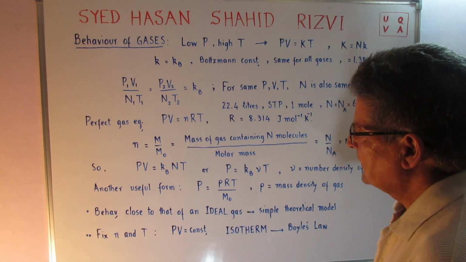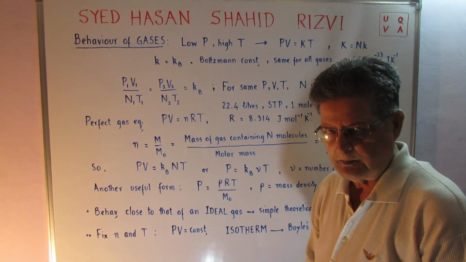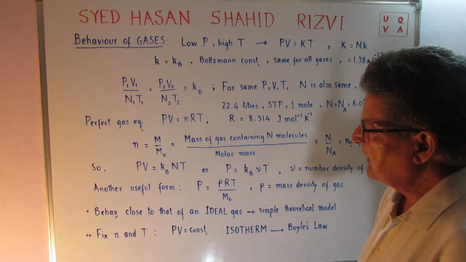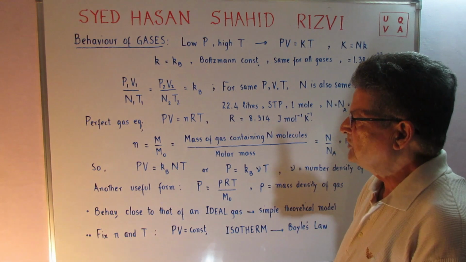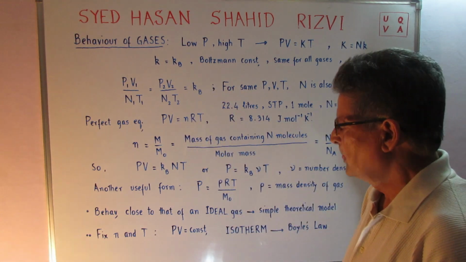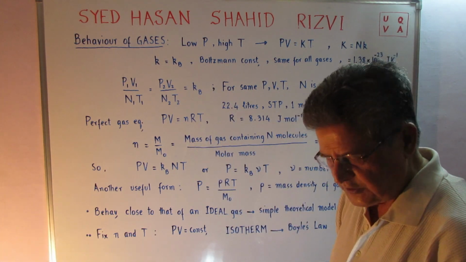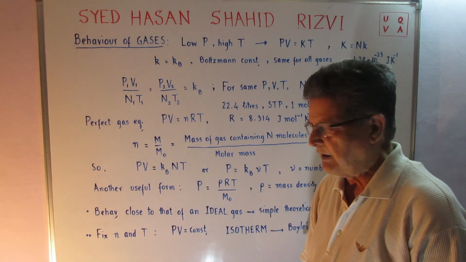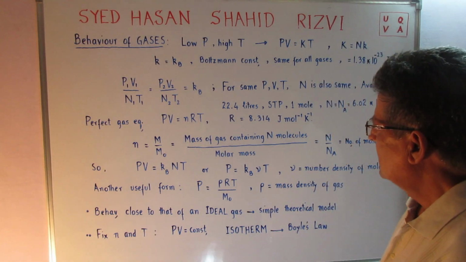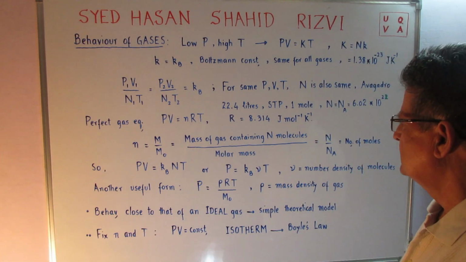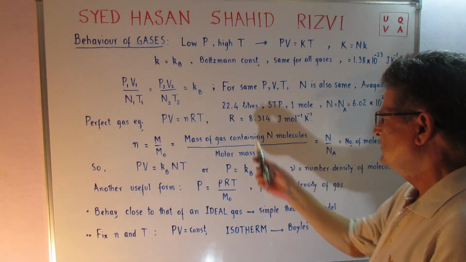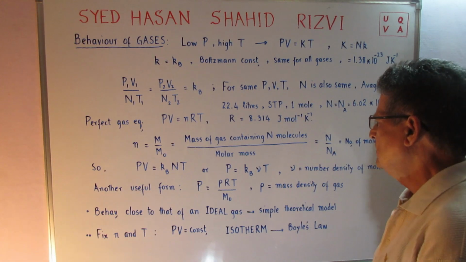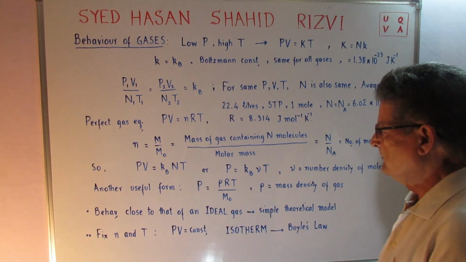Now, let us see what a perfect gas equation is. A perfect gas equation pertaining to what is known as the ideal gas is PV is equal to nRT, where R is the UGC, the universal gas constant, okay, not the universal gravitational constant. The gas constant is 8.314 joules per mole per Kelvin.